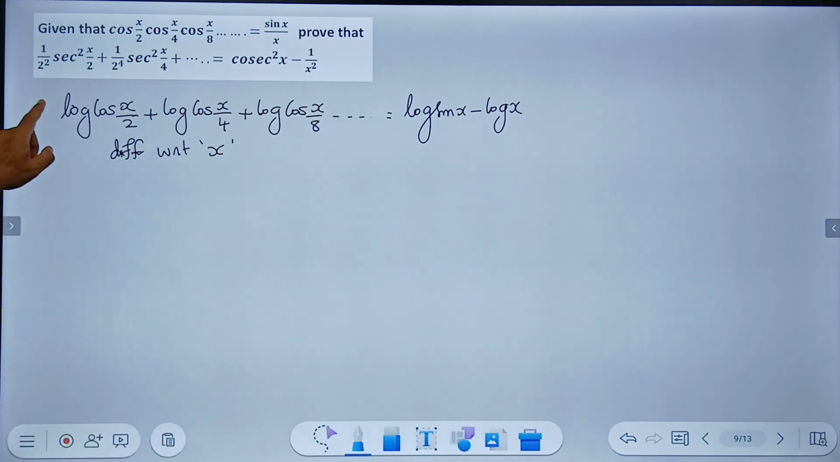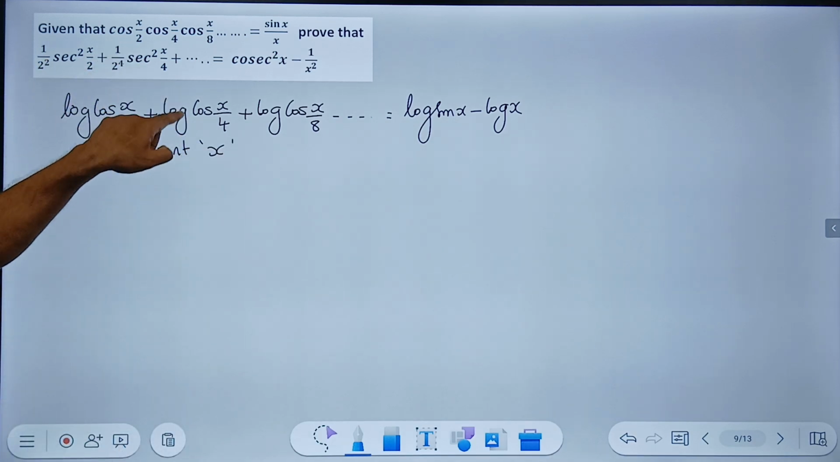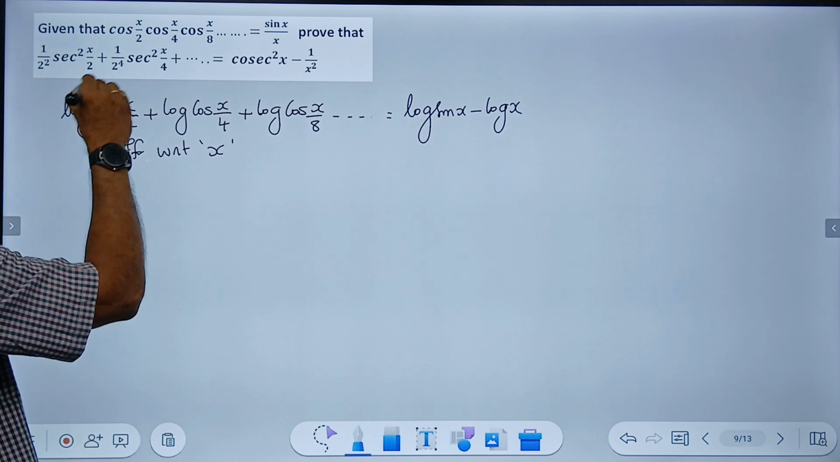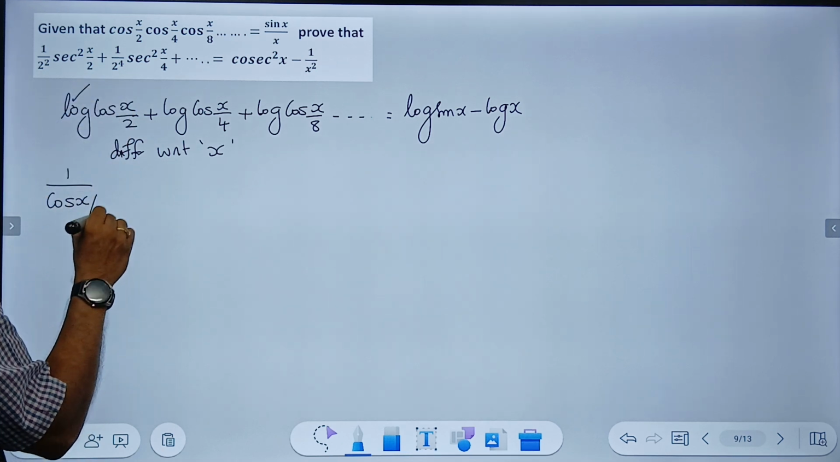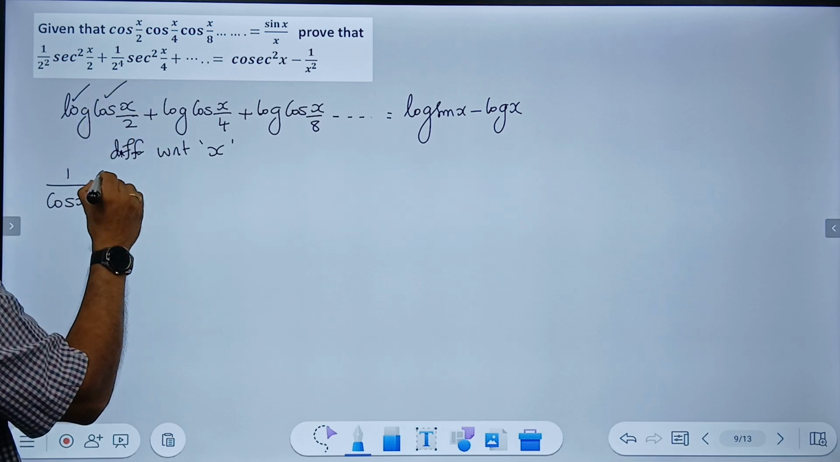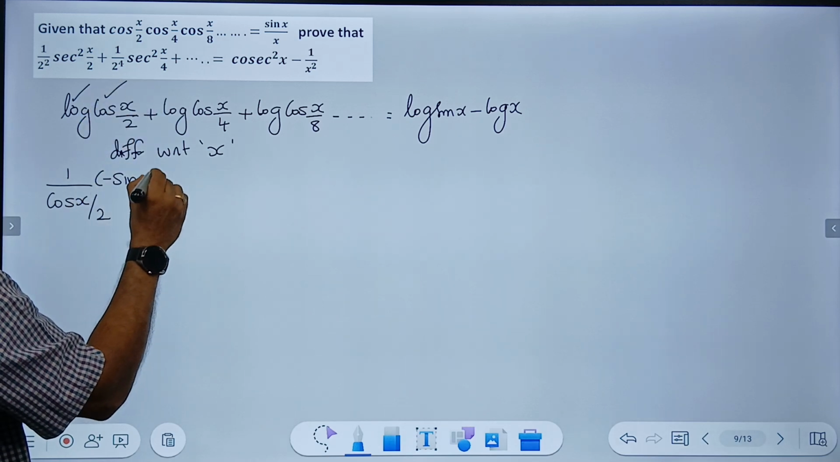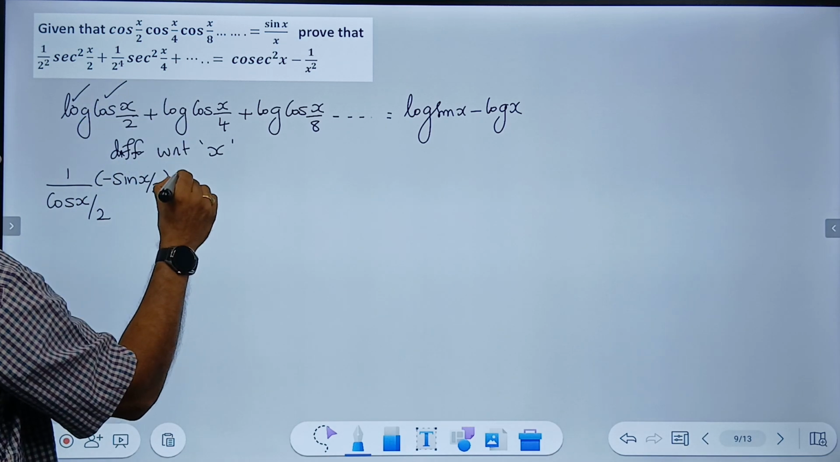How do I differentiate log cos x by 2? Chain rule. First you differentiate log, 1 by cos x by 2. Then you differentiate cos, minus sin x by 2. Then you differentiate x by 2. That is 1 by 2.